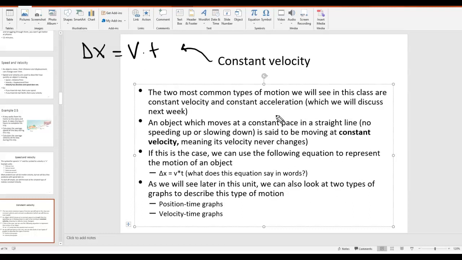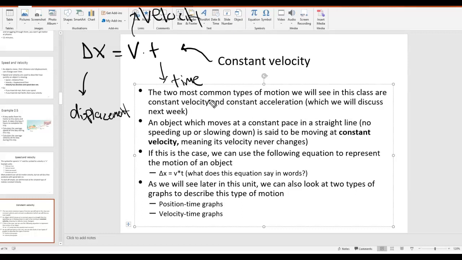Later on, we're going to look at solving constant velocity problems with graphs rather than equations. Make sure you write that equation down and add this to your notes. I also want to remind you, this is displacement. Delta x is displacement. What is v? V is velocity, and t, of course, is time.